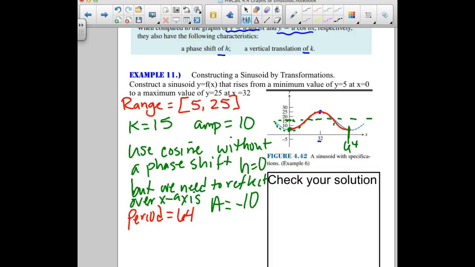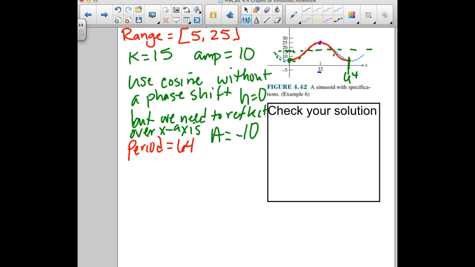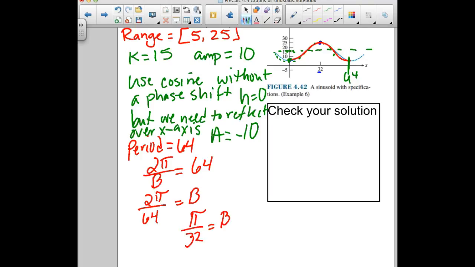What was the equation we had for that? Good. 2 pi divided by b gives me the period of 64. Can I divide the 64 over and multiply the b to the other side? So it really becomes 2 pi divided by 64 equaling b. And 2 divided by 64 we could reduce to pi over 32 is my b value. And now I know all the pieces I need for my equation.